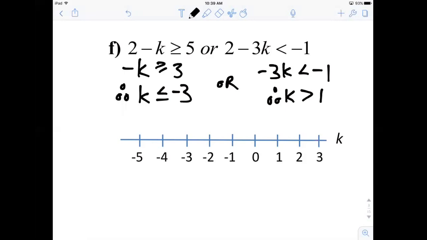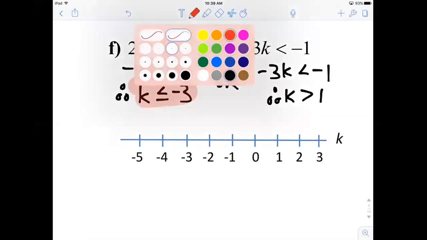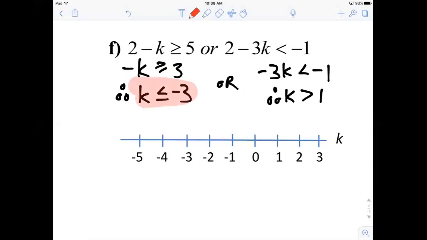So now I have 2 things that I need to satisfy and demonstrate on my number line. I have to show k values that are less than, but possibly also equal to -3. So let's show that one first. Well, it could be equal to -3. I'll put a solid dot there because it could be equal to that. And everything less than that could be a value for k as well. So that's one branch of my overall solution.